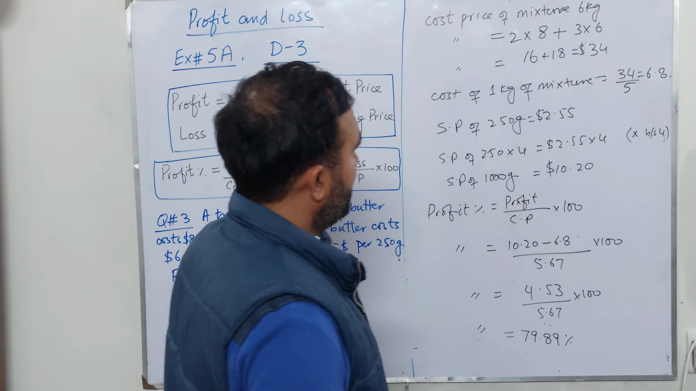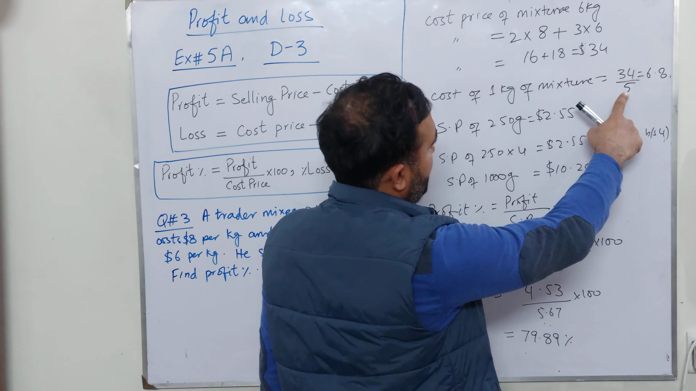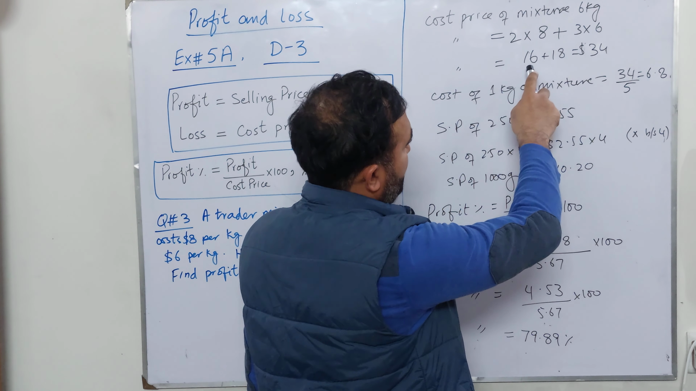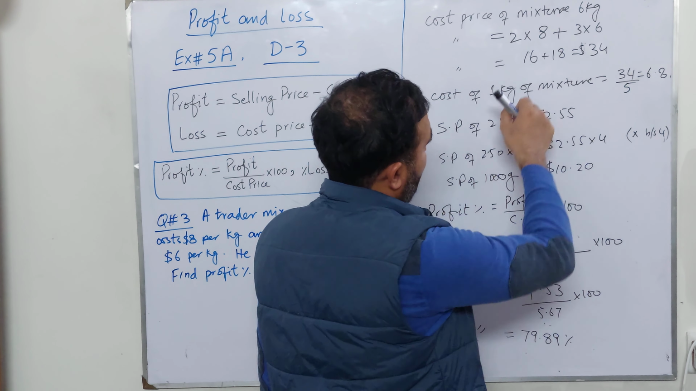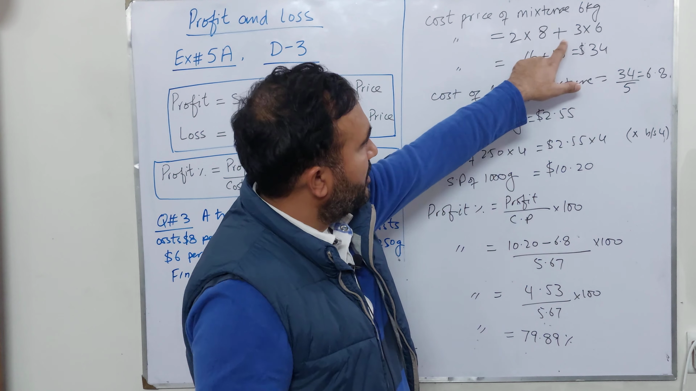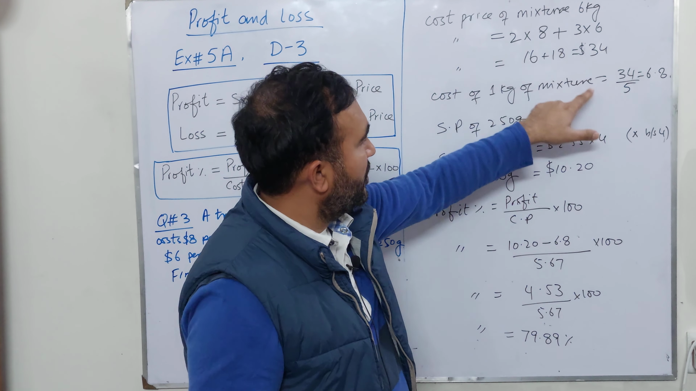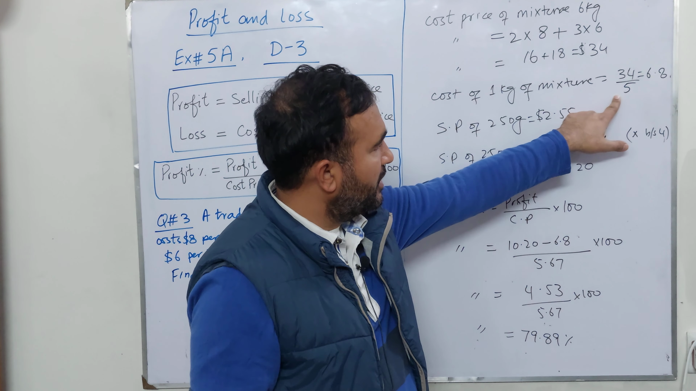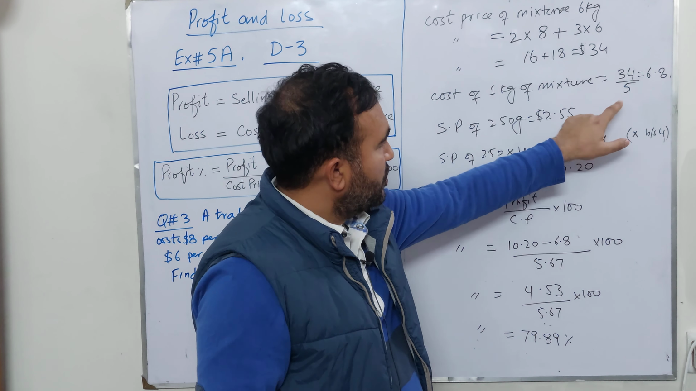Okay, so we have to make one correction. We divided by 6 because first we supposed that there are 6 kgs, but then it was mentioned in the question that 2 kg of one type and 3 kg of another type, so these are 5 kg, so we have to divide by 5, right? So dividing by 5, it will give us 6.8. So that is the cost price of mixture of 1 kg.